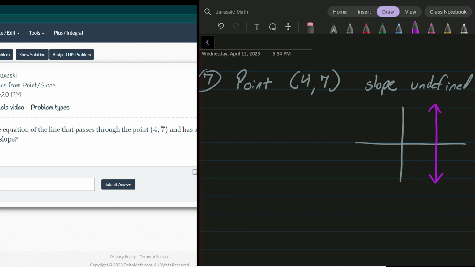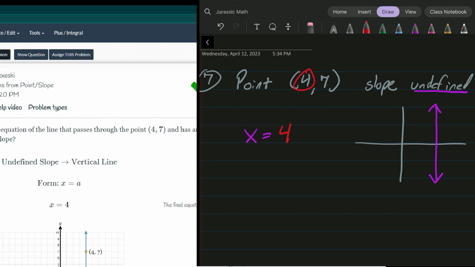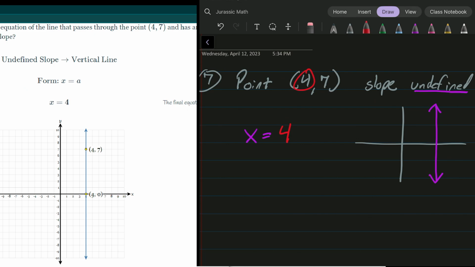Whenever you see the words undefined slope, the first thing that you need to write down is just x equals, and then you're going to write down the number that they gave you. That's all you can do. There is no other real math with this. You just have to know when you have an undefined slope, it's going to be x equals. So I'm going to type in my box, x equals 4. Hit submit. And that is exactly the right answer. So you need to remember, undefined will be a straight vertical line, and it will be x equals.